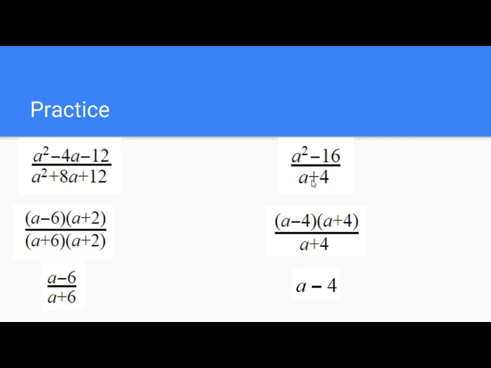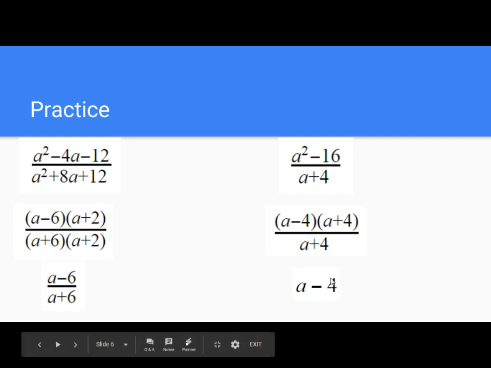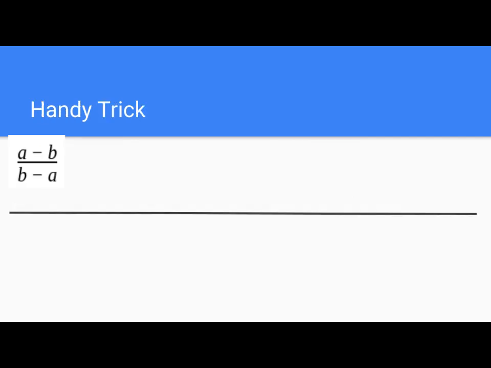The excluded value, again, going back to that original expression, a plus 4, if a were negative 4, plus 4 would be 0, and this would cause an issue. And so the simplified expression would be a minus 4, and the excluded value would be negative 4. All right, a handy trick.